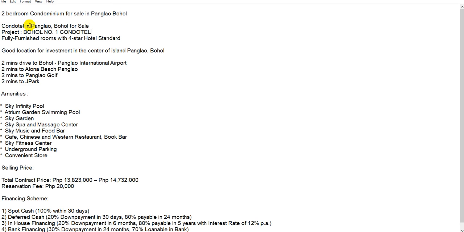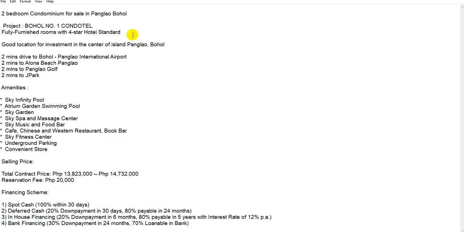So next is condo hotel in Panglao, Bohol for sale. Actually, you can just erase this one because this looks redundant. Then next is the name of the project, Bohol number 1 Condotel. So at least your buyer knows that you are marketing a specific project. Then sometimes we include the information such as if it's fully furnished and if it's a 4-star hotel. So just a brief information about the project.